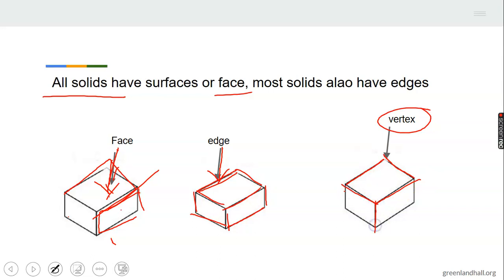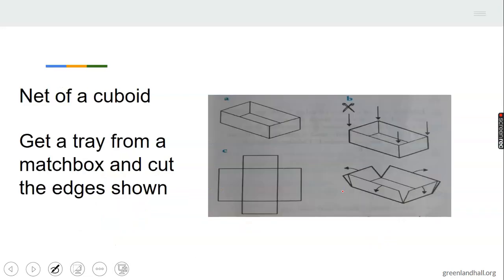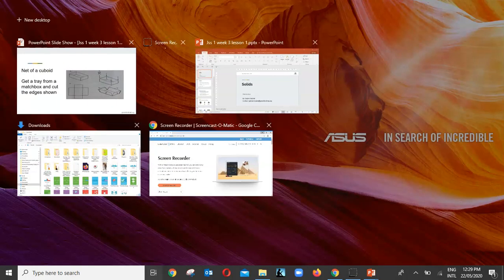1, 2, 3. We call it a vertex. You can see this kind of example in any cuboid, like your ceiling. This is your wall, then this is the distance between the ceiling and the floor, like you have in your houses.